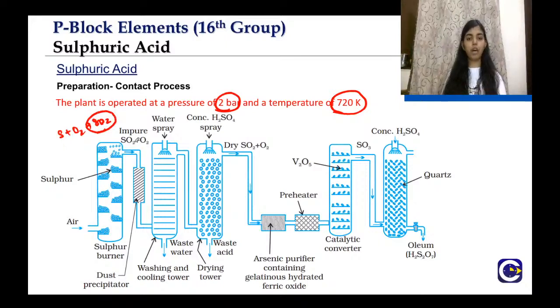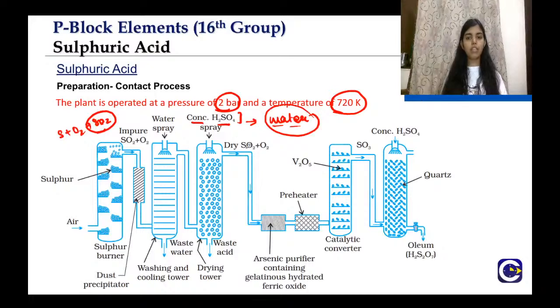Now this SO2 which is being formed here is basically impure, right? So we want to remove the dust or the impurities that are present here. So this is the dust precipitator which will remove some impurities. The other impurities will be removed by the water spray here, right? Water will be sprayed and therefore more impurities will be removed. Now what is done is that conc H2SO4 is sprayed to remove the water. Basically it acts as a dehydrating agent, so it removes water.